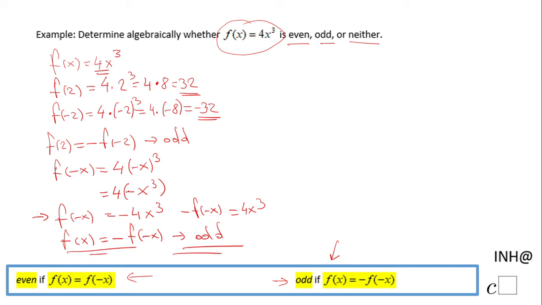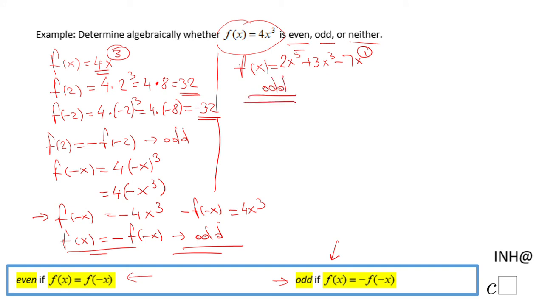Now you already notice the power of 3 here. So a general rule is that if you have a function that has only odd powers, something like this, and here remember you have an invisible one, the function will be odd. This rule works very well for polynomial functions.